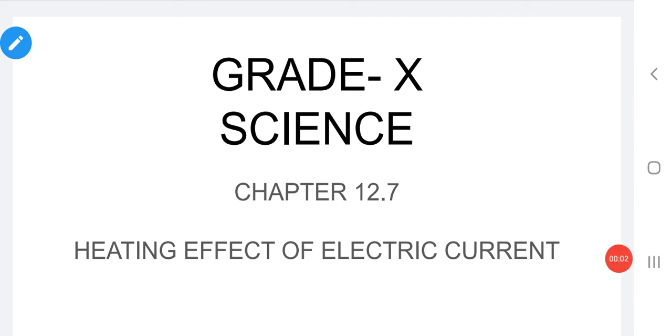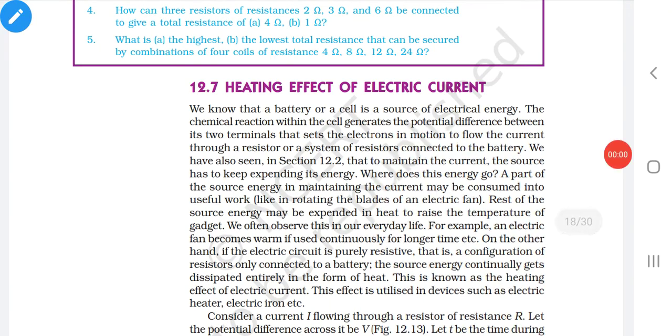Grade 10 Science Chapter 12.7 Heating Effect of Electric Current. Dear children of grade 10, welcome to the science class. In this class, we are going to see the topic 12.7 Heating Effect of Electric Current. Already we have seen the topics up to 12.6 in the class itself. Now we are going to see the topic 12.7.